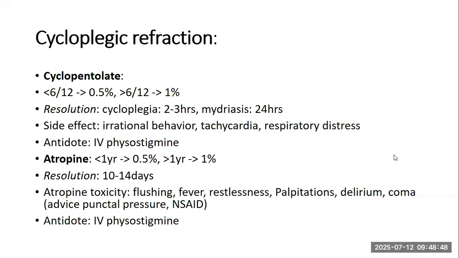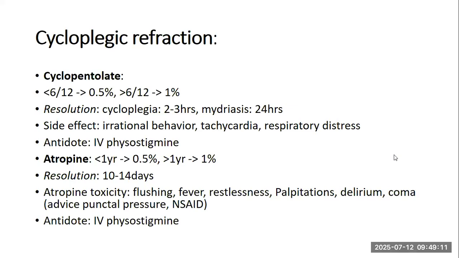So when the child comes to the clinic on that day, we do the refraction, cycloplegic refraction, and then we do a dilated fundoscopy. But atropine also has its own downsides. It can cause fever in the child. It can cause restlessness, delirium. If it gets into the systemic circulation, it can cause coma.